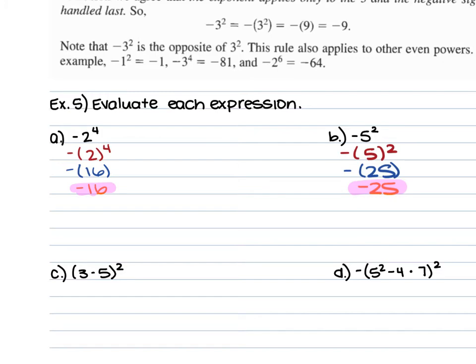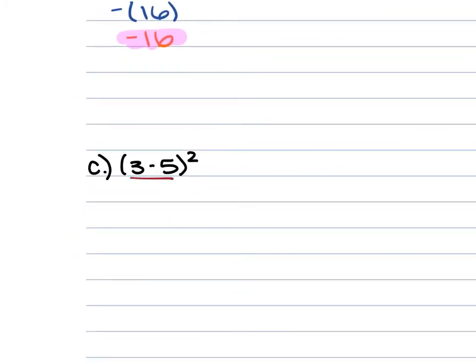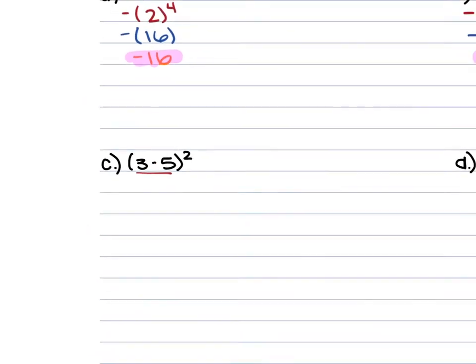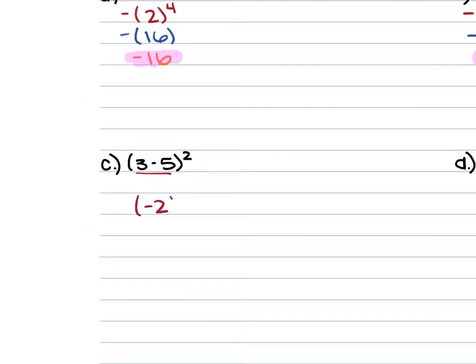For C, we have (3 minus 5) squared. So we're going to simplify what's in those parentheses first. So the 3 minus 5 gives us negative 2, squared. Now, because this negative is inside parentheses with the 2, it's being squared as well. So we're just going to do negative 2 times negative 2, which is positive 4.